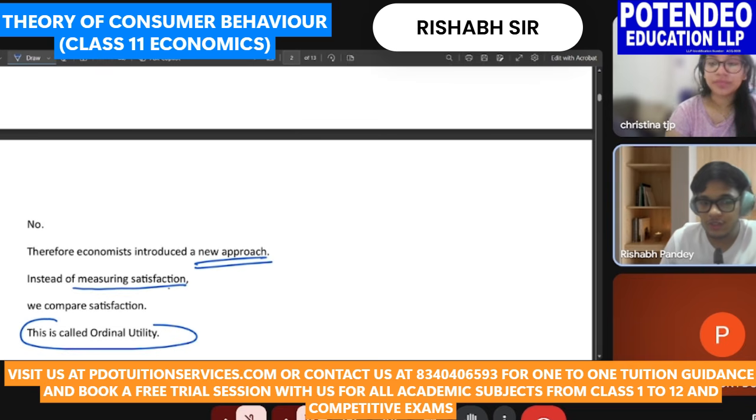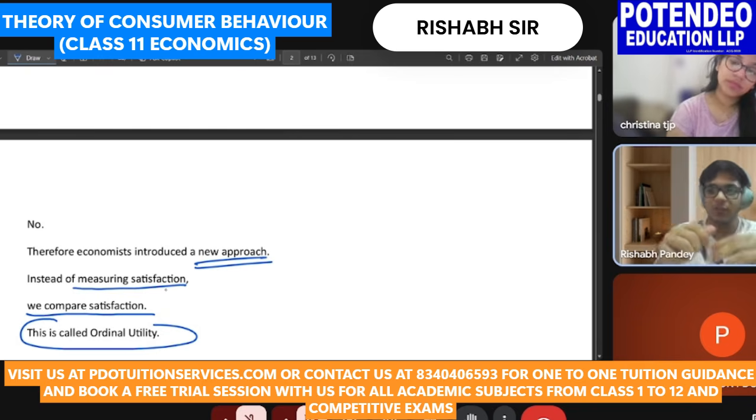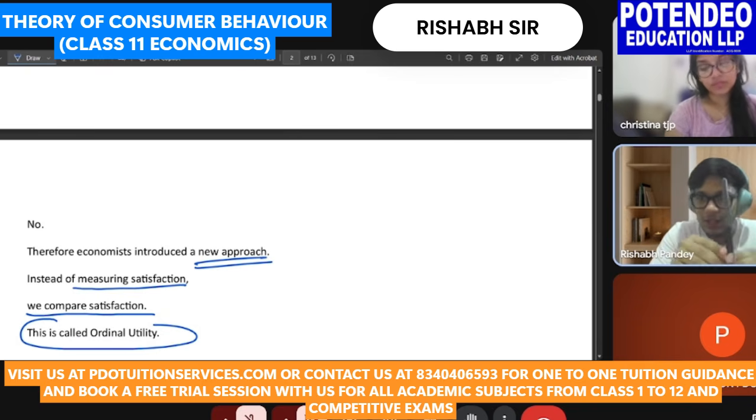Instead of measuring satisfaction, we compare the satisfaction. I can't say that this particular pen is giving me better satisfaction as compared to an Apple pen. I can't say it like that. But I can compare both of them, which is good in this term and which is bad in this term. Am I right? Now, this is an ordinal utility.